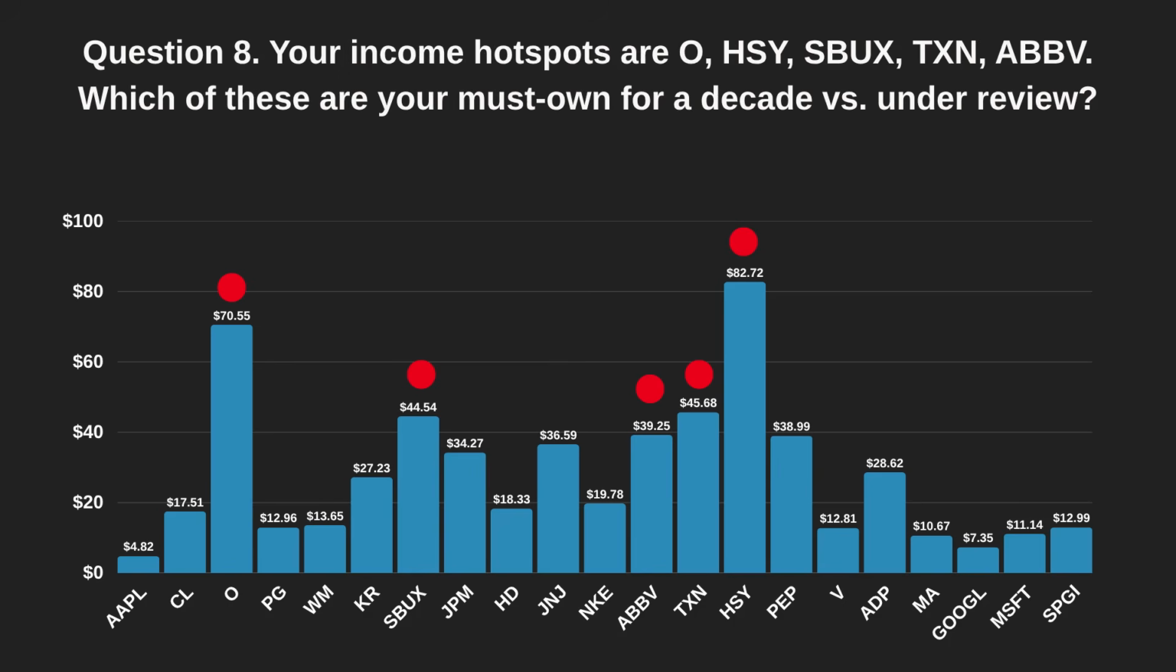Question number 8. Your income hotspots are Realty Income, Hershey's, Starbucks, Texas Instruments, and AbbVie. Which of these are your must own for a decade versus under review? Let's describe them one by one. Realty Income is still growing, very slow, but it is still growing. If you have it in your portfolio, I recommend having it at 2 to 3% allocation with this holding.